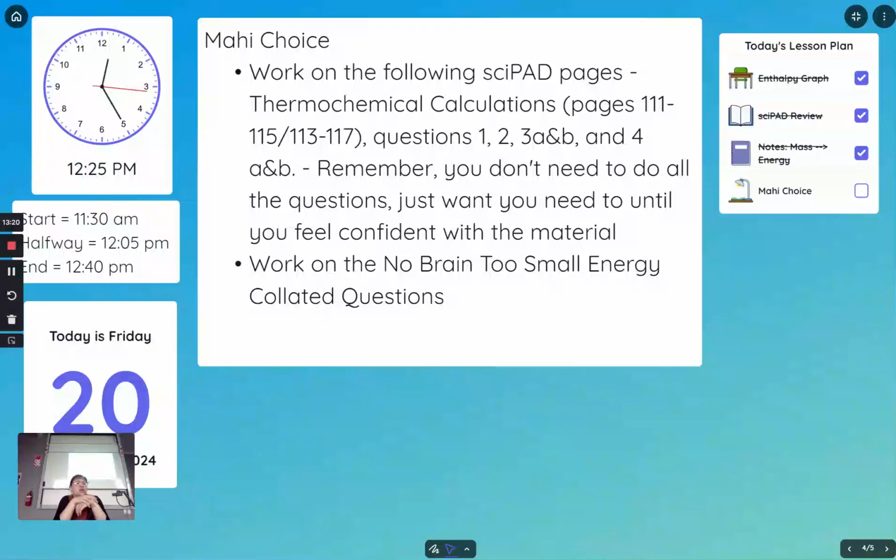Other options, you can work on the No Brain Too Small energy-related questions. Again, be mindful and try to find the ones we've covered so far. You can do the bond calculation ones, which is from yesterday, and also the mass to energy calculations. So you can basically do two thirds of what is in No Brain Too Small.